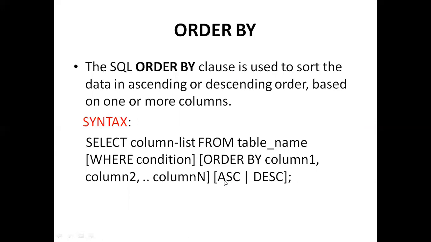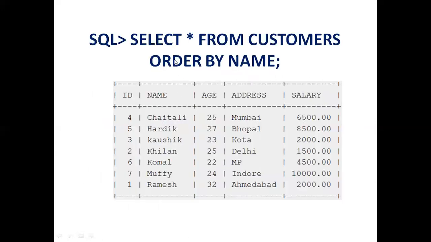Okay. Now this is the example. Select star from customers, order by name. You want to display all the records, star means all. You want to display all the columns from which table? Customers table. Order by name. That means you want to display all the records in ascending order.